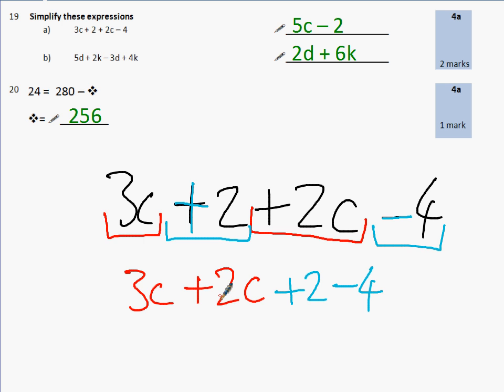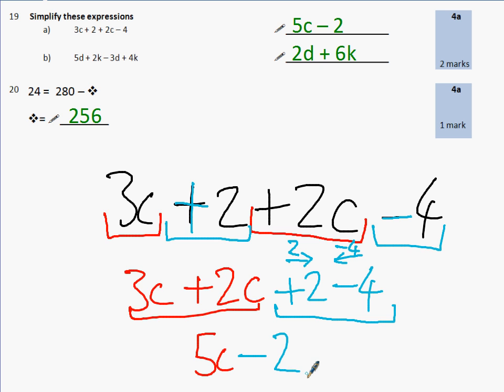Now we're starting to get somewhere. 3c plus 2c is 5c, and plus 2 take away 4. That's like going forwards 2 steps, but then backwards 4 steps. So what's that the same as? The same as going backwards 2 steps, or taking away 2. So we get 5c take away 2 as our simplified expression.